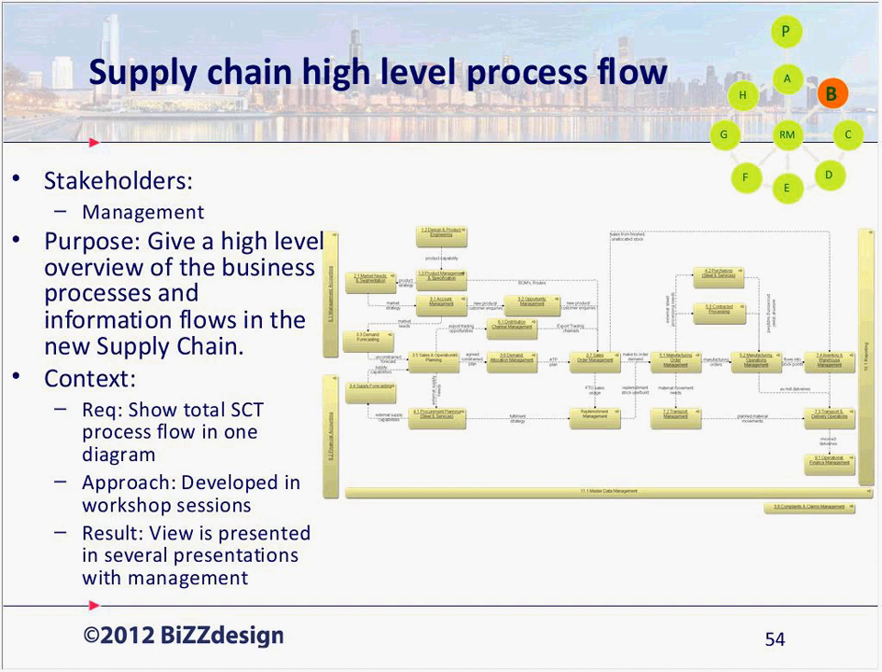Look at the supply chain which I was talking about, so an integrated supply chain of the Tata Steel Europe. We created this diagram, which is a high-level process flow of the target supply chain. So this is a target diagram in phase B of the TOGAF ADM, which gives a high-level overview of the business processes and information flows. So all the relations you see there are information flows.